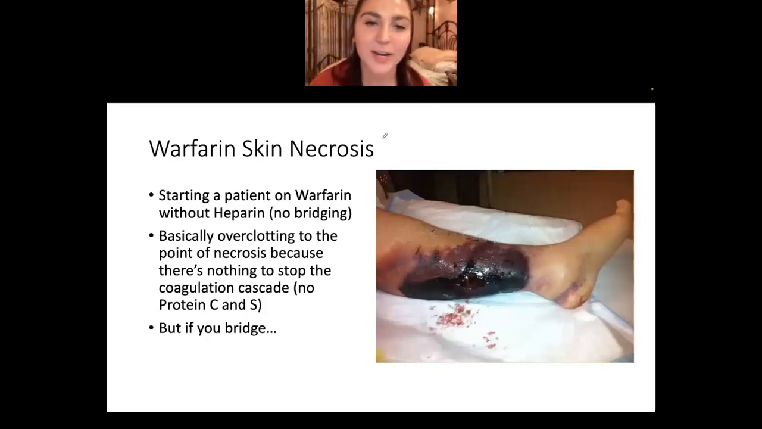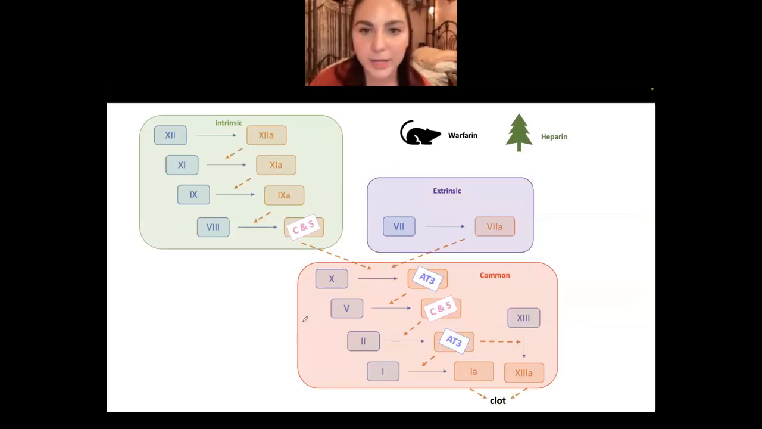So you give warfarin, you don't give heparin, you're not bridging. You can cause warfarin skin necrosis, which is essentially over-clotting to the point of necrosis, because you knocked off protein C and protein S before you truly get that anticoagulant effect. But if you bridge, you can prevent this. So, kind of the same idea.